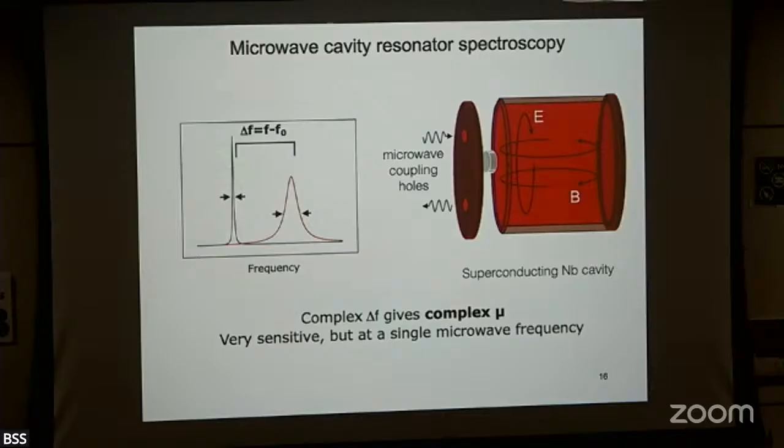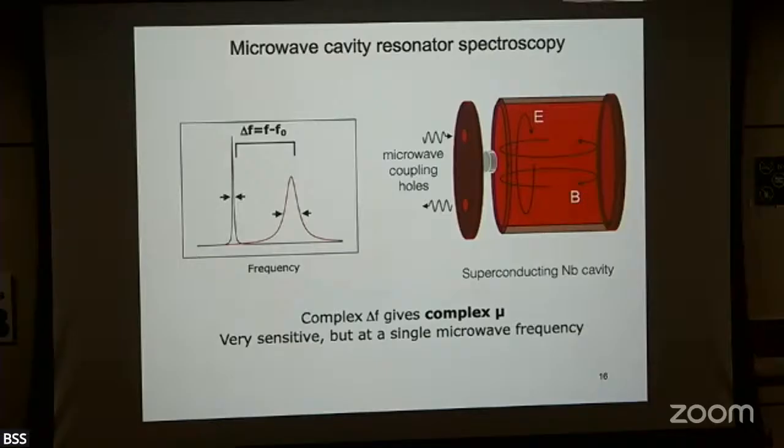Then you put a small sample into this box. The box is a few centimeters across, and the sample could be fractions of a millimeter. The resonance frequency shifts and it broadens. We want to know the complex response, so we need to measure two things: the frequency shift and the broadening.